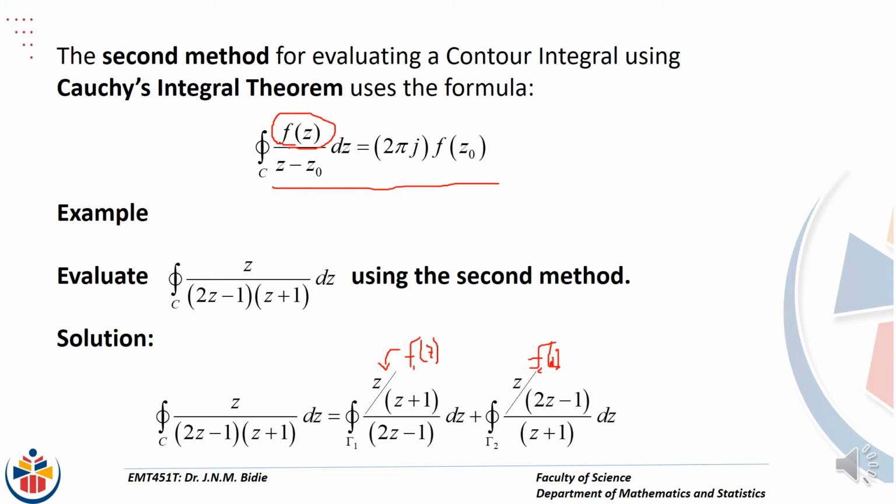Now, our formula requires that we have z minus z naught in the denominator, which we have in both. We've got 2z minus 1 and z plus 1. And then the numerator is f of z. We have our f of z, which is f1 and f2. The answer then is 2 pi j multiplied by f of z naught. Note the z naught is the pole that has been left in the denominator. So our pole we will get from 2z minus 1 for gamma 1 and from z plus 1 for gamma 2. So let's evaluate.